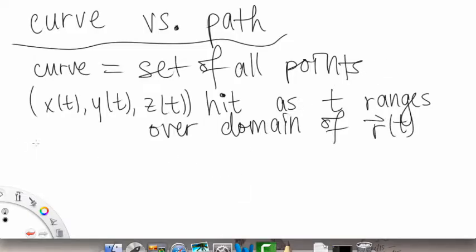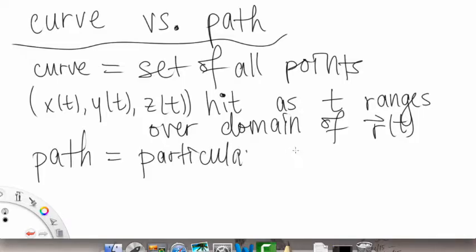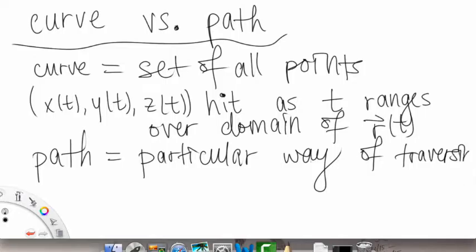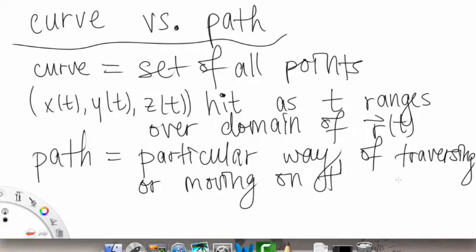On the other hand, a path is instead a particular way of traversing or moving on the curve. And I'll draw a couple examples here to show you what the difference is. So let's say I'll draw little examples down here.